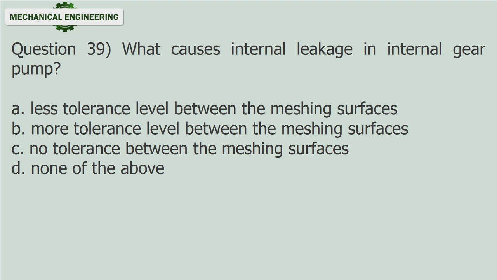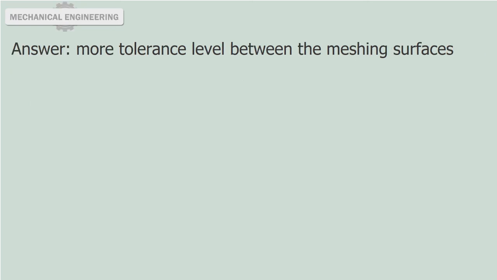Question 39. What causes internal leakage in internal gear pump? A. Less tolerance level between the meshing surfaces. B. More tolerance level between the meshing surfaces. C. No tolerance between the meshing surfaces. D. None of the above. Answer: more tolerance level between the meshing surfaces.